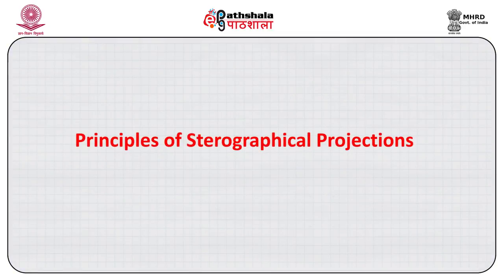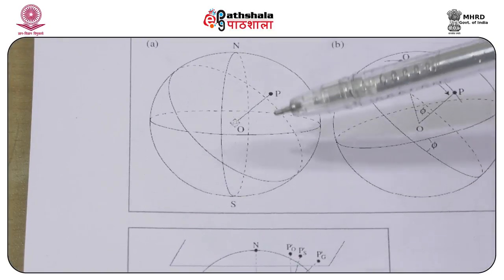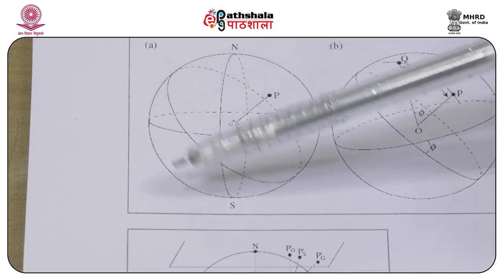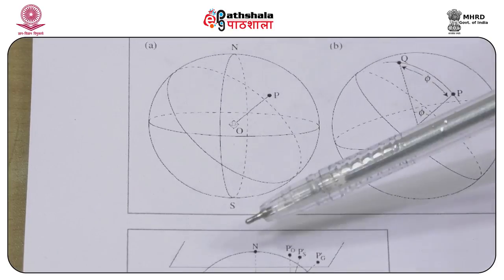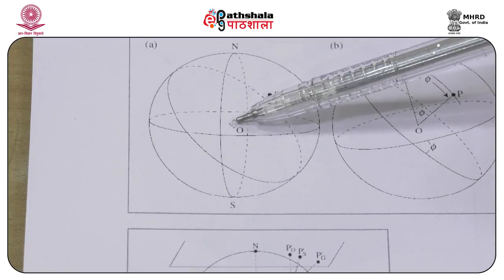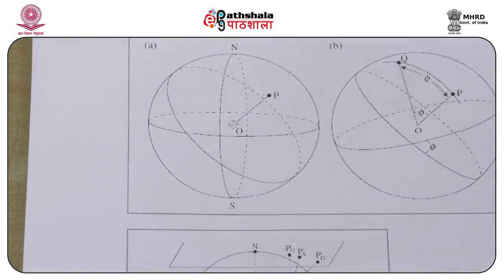In order to visualize how a stereographic projection is used in crystallography, let us imagine a crystal to be within the center of a sphere. Here we have a sphere. Marked in it are the north and south directions, and at the center, at the point O, we have placed a crystal.